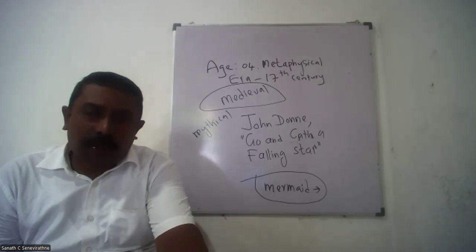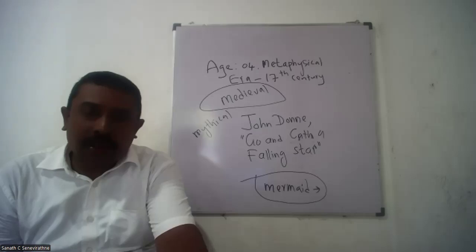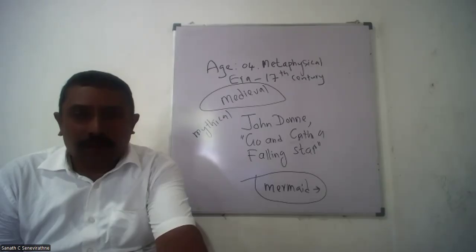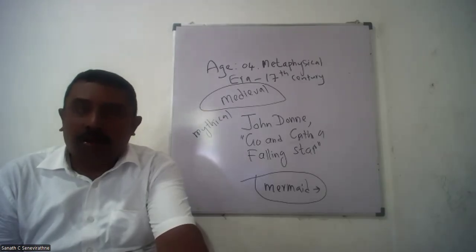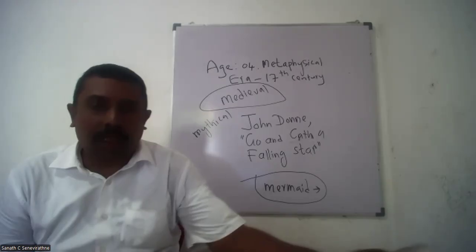Now, I got this poem because it is your syllabus poem. In your syllabus, you have to learn John Donne, Go and Catch a Falling Star. Now you may understand why I give you this history of English literature with its ages. The reason, when I discuss this poem, I say John Donne is a metaphysical poet. Now, it will be an enigma to you unless you know clearly what a metaphysical poet is. All right, now you know. All right.